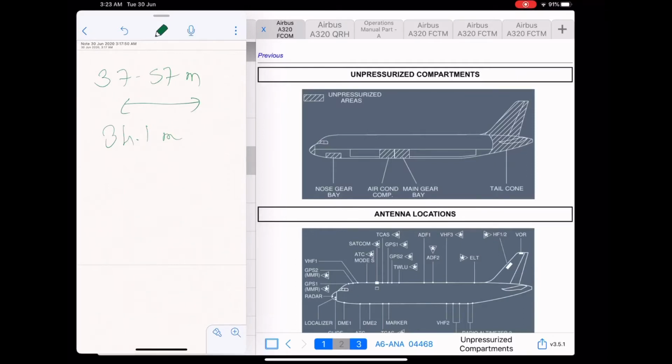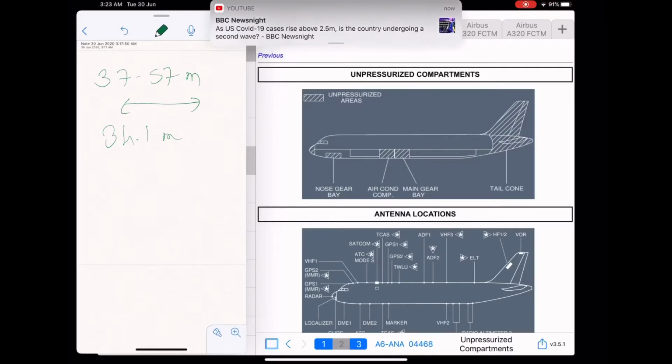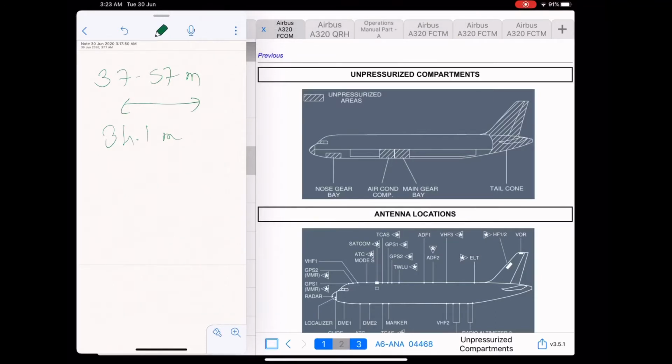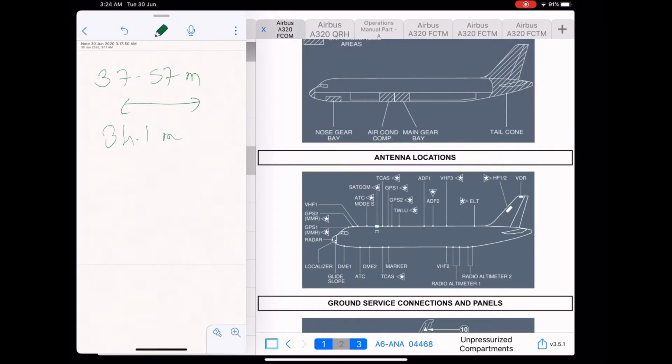The reason being that you don't have passengers in these areas, there is no cargo stored, and you don't need to pressurize these areas, since that comes at a high cost in terms of fuel burn, because you would need bleed air, which means the engines will have to generate and pump in more air in order to pressurize these areas. And hence the Airbus designers decided that it is better to leave these areas as unpressurized. The cargo compartments though are pressurized, which means that we can carry live animals and perishable products as well in the cargo compartment.